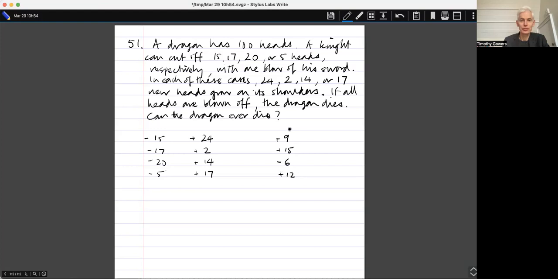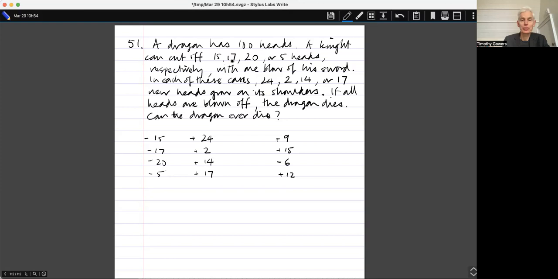What do I notice about those numbers? They're all multiples of 3. But wait a minute, that's not quite enough. What do I notice about 100? It's not a multiple of 3. However, if we got down to, say, 17 heads and then cut them all off, then the dragon would die.